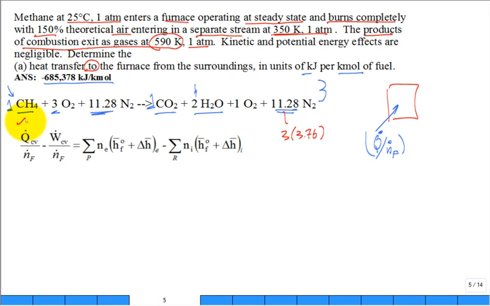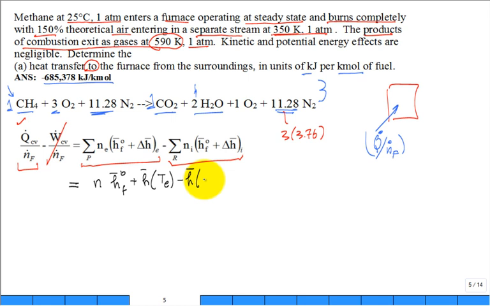It's in the textbook. This is 0, as it almost always is. This is what we're asked to solve for. So we have to sum over the products and then sum over the reactants. So let's do the sum over the products. What I would do is say, what's my stoichiometric coefficient, the enthalpy of formation, and then the enthalpy that the product is exiting at minus the enthalpy at the reference of 298. Everything's measured with respect to that reference.